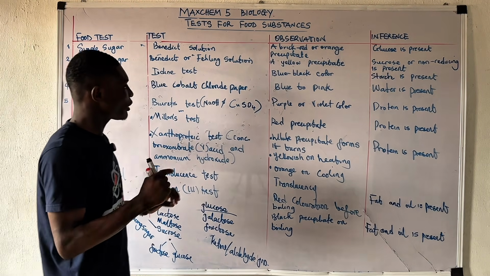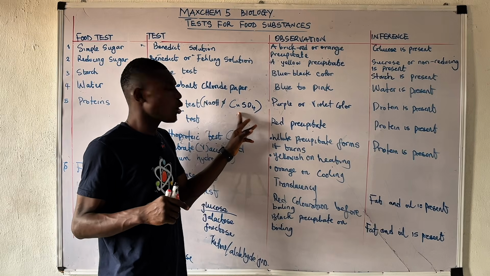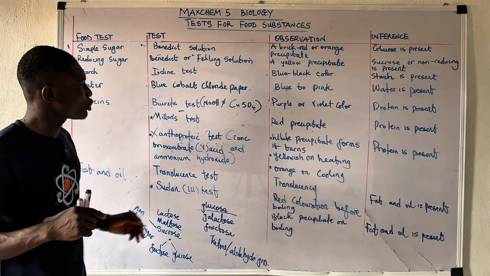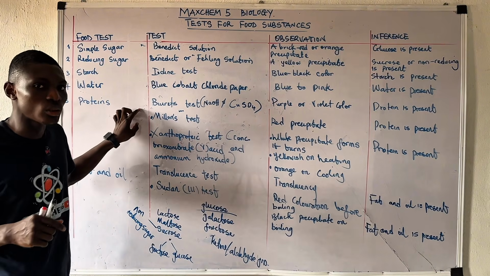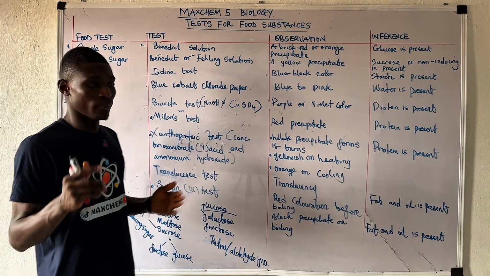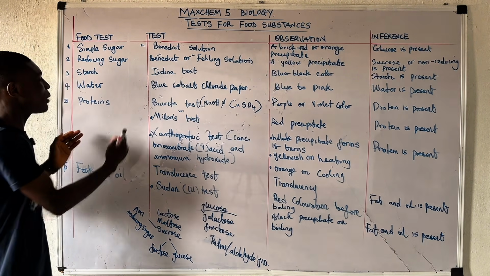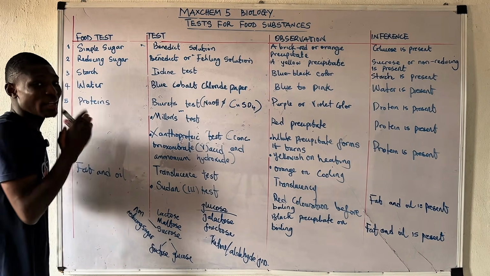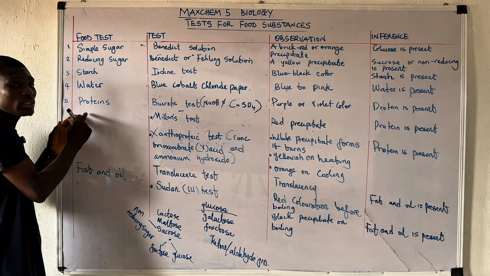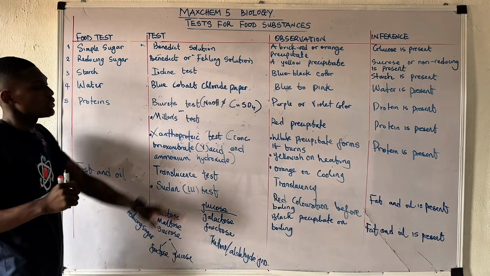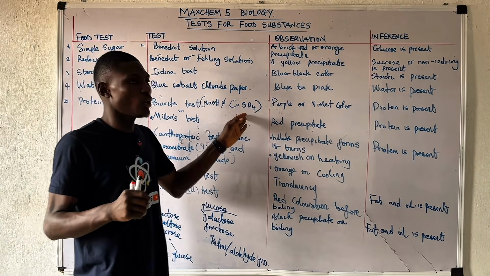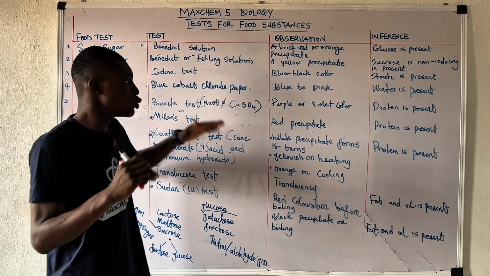Here, you don't heat this solution. The reason is that this copper II solution normally reacts with peptide bonds at room temperature. Peptide bonds are the bonds that bind amino acids together, and amino acids are what make up proteins. So this reacts with them at room temperature, so you don't boil.